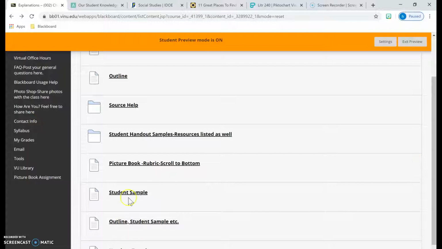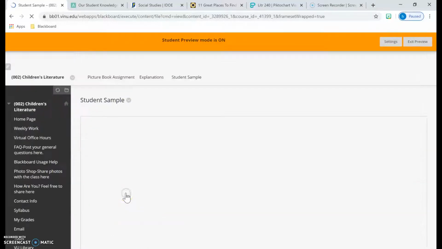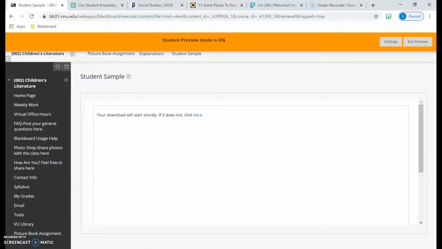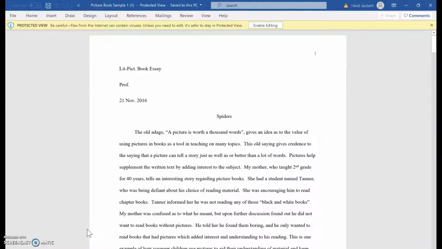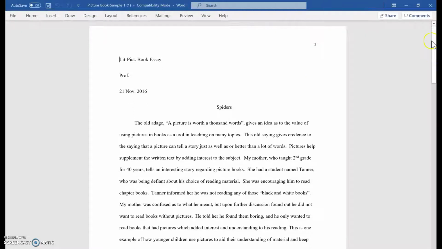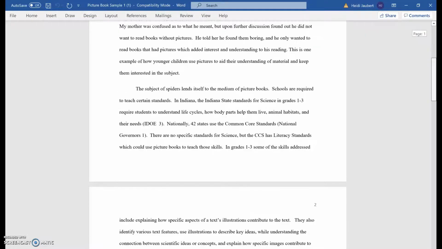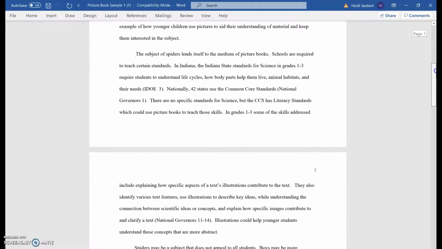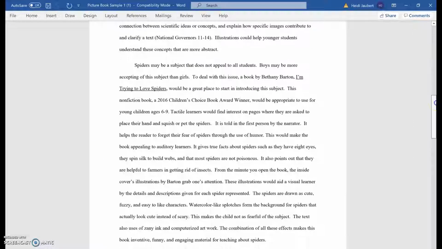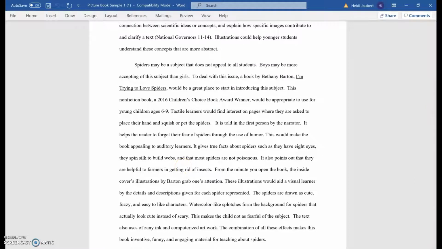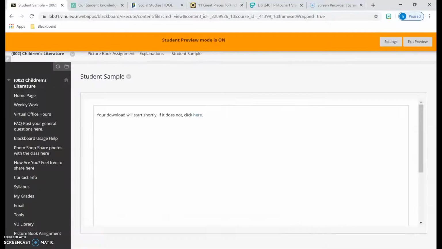And then I have a student sample. I'm sorry that it's taking a bit. This one was about spiders, and they talk about the standards and how things rate, the national standards, and how things work. You can take the time to look through that to give you a good idea.